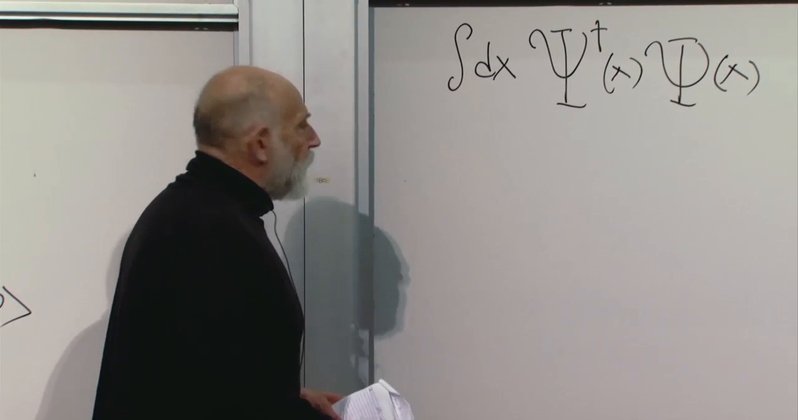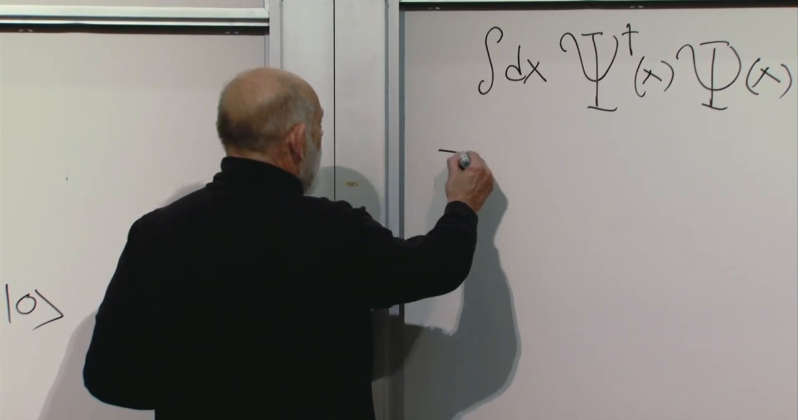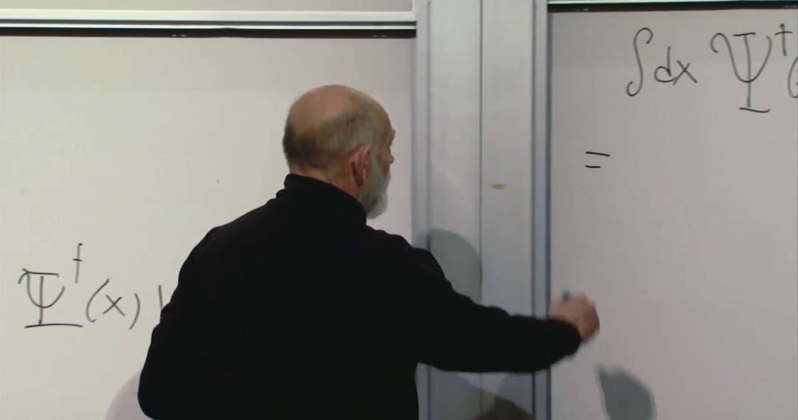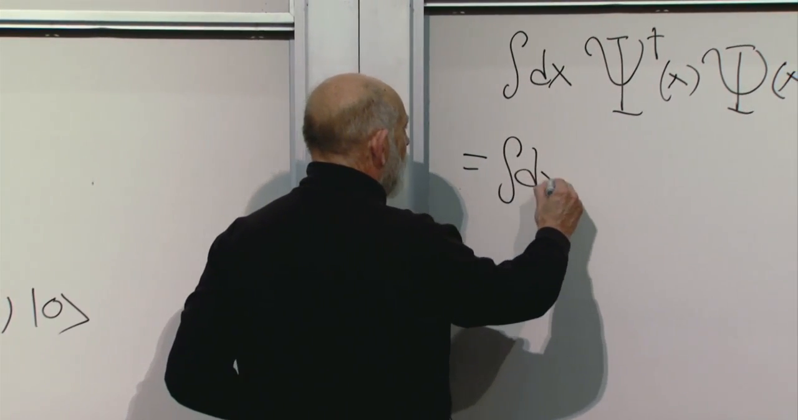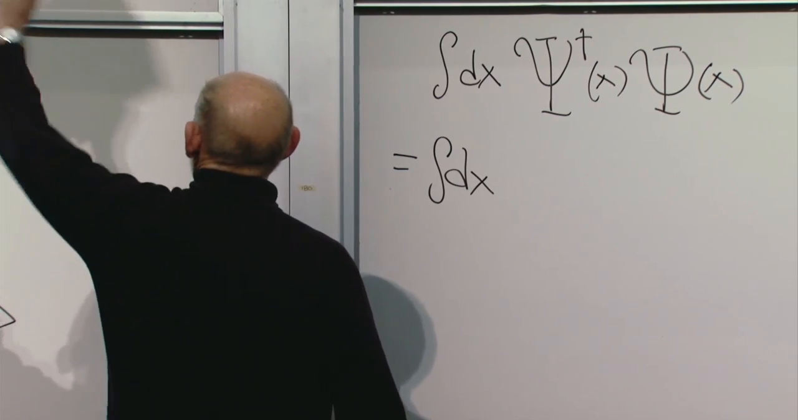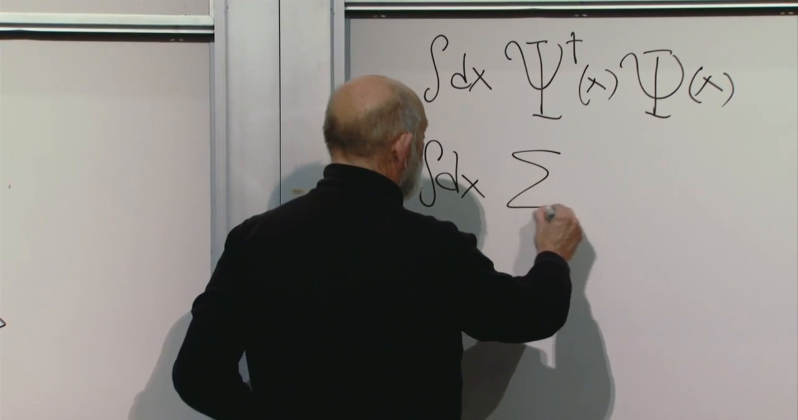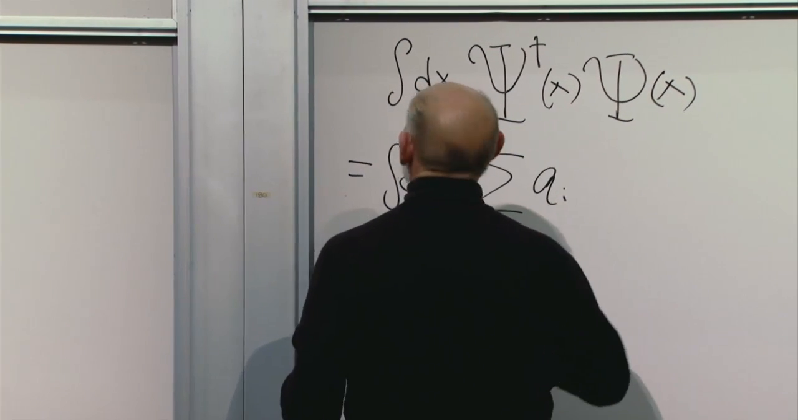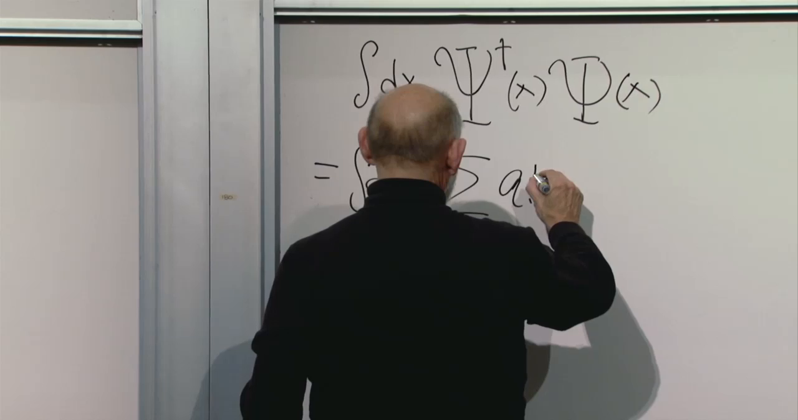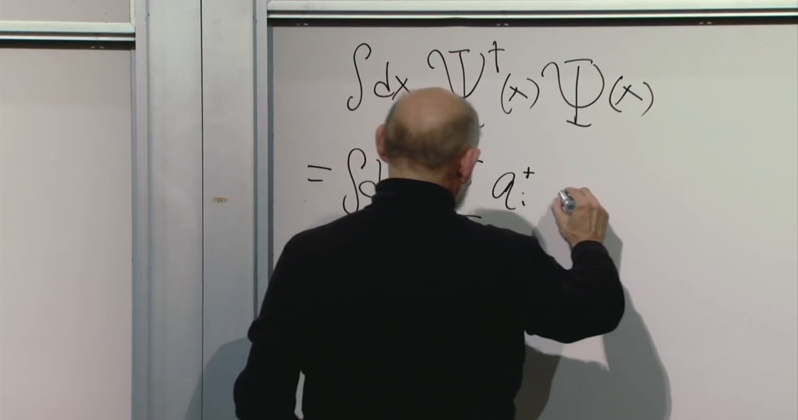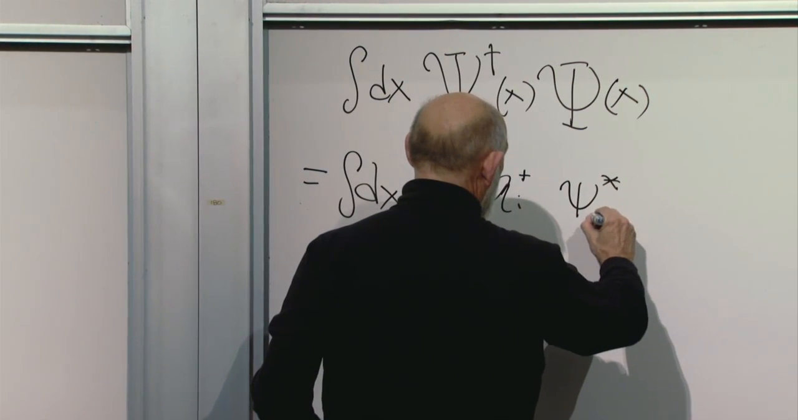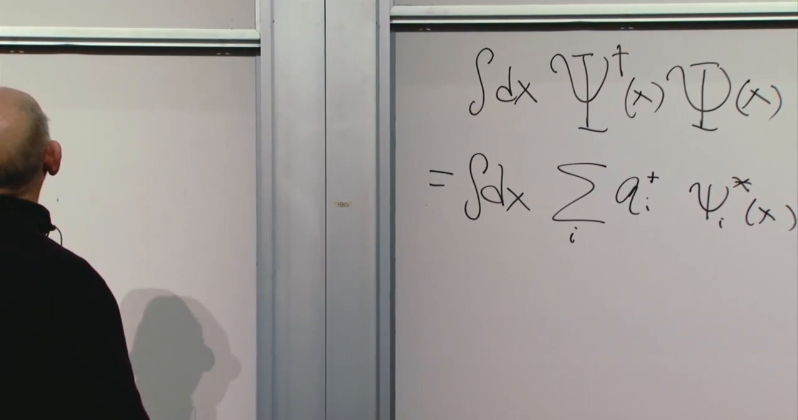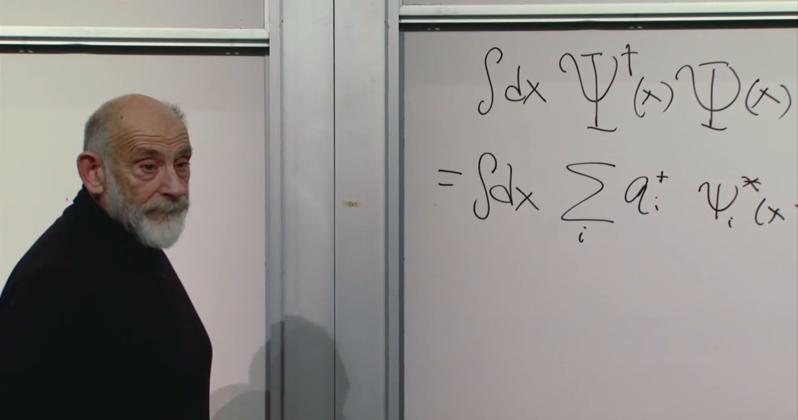Okay, so let's see if we can figure out what this thing is. First step, let's replace the psi's by their definitions. So this is integral dx, and now psi dagger, that's a sum over i. It's going to get messy, but then it'll get easy. a_i dagger, or a_i plus, times psi star i of x. Without star. Without the what? Without the which?